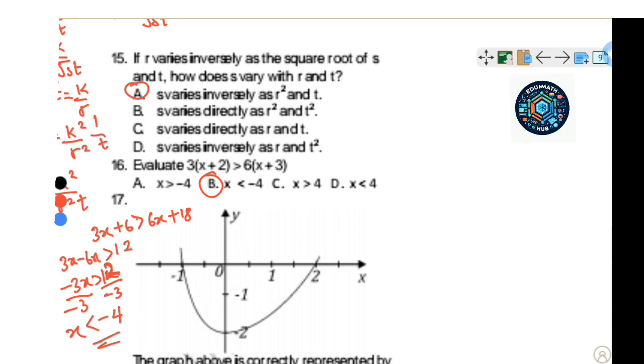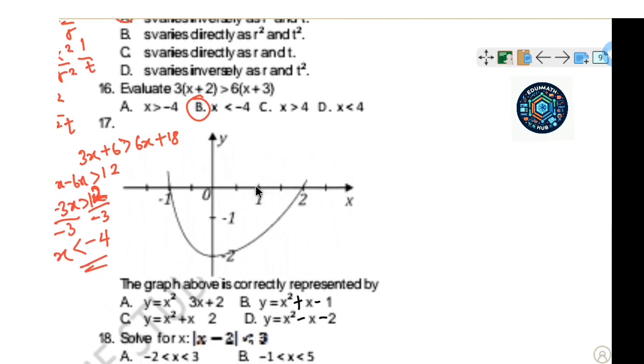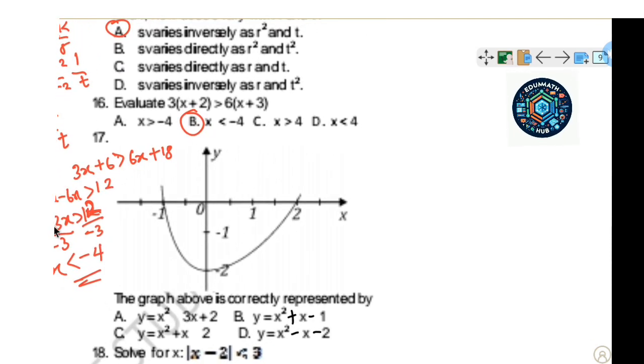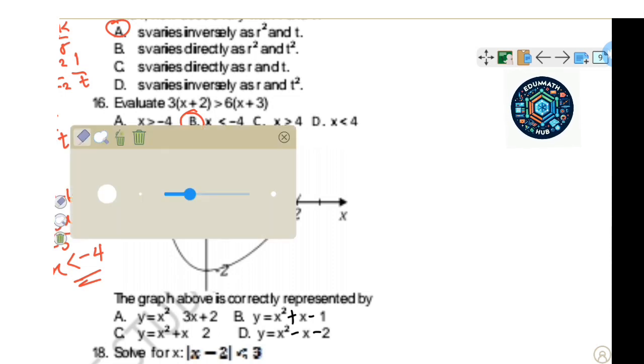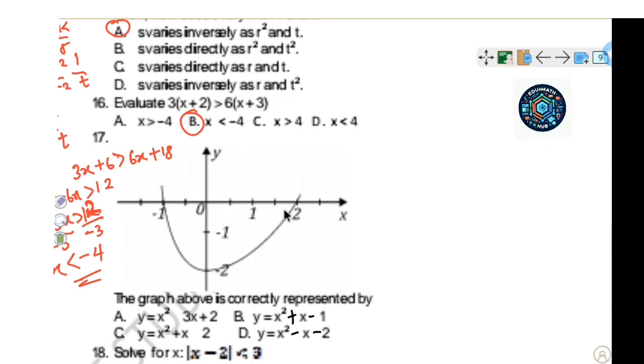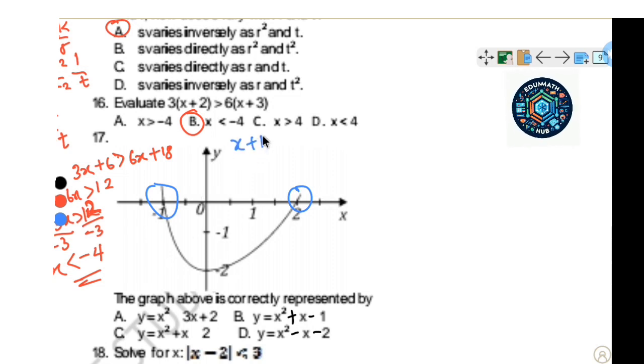So you have this next question, question 17. You look at this graph, you have to find the equation of this graph. It's very simple. The first thing to do, look at the point where the graph cuts the x-axis. This is the x-axis here. It cuts it at 2 points, this point and this point. So you take the opposite of those points. This is minus 1, so you take x plus 1. Then this is plus 2, so you take x minus 2.